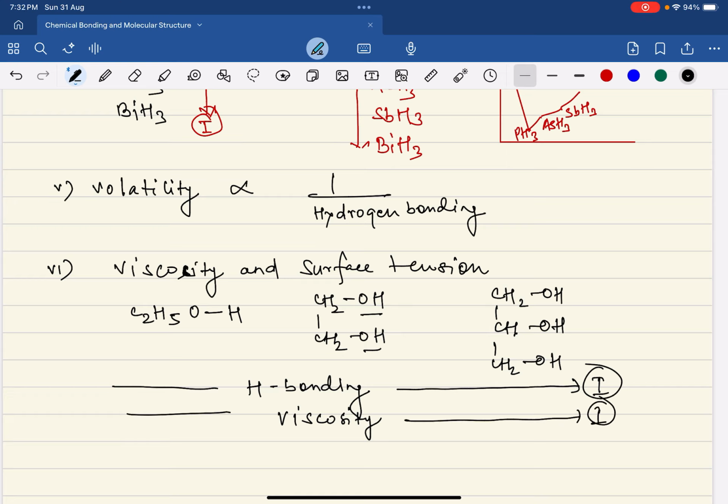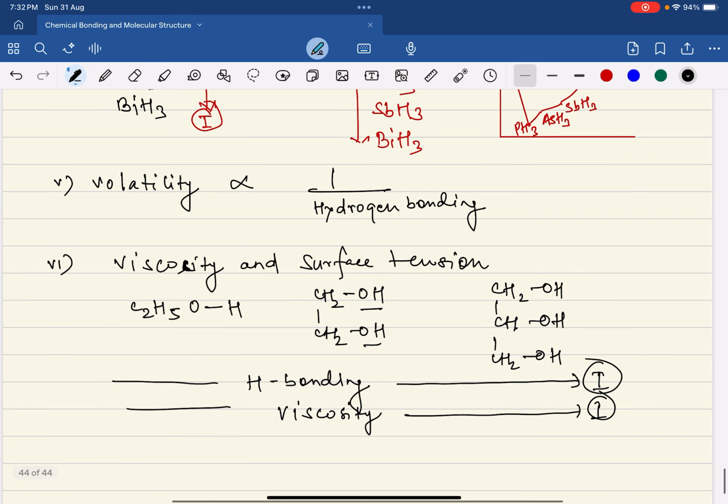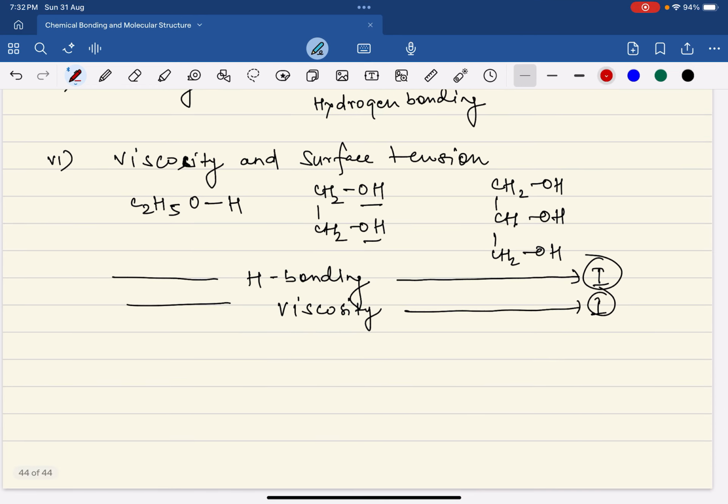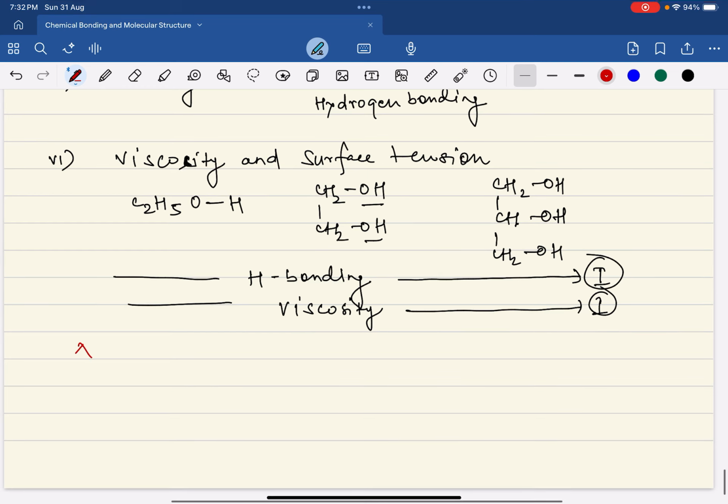So we know that glycerol is used in shaving creams. Glycerol present in shaving cream becomes more viscous. So glycerol is more viscous than ethyl alcohol due to extensive hydrogen bonding. So surface tension of water is more only due to hydrogen bonding. Then one question arises: why does ice float on the surface of water? This is the application of hydrogen bonding.